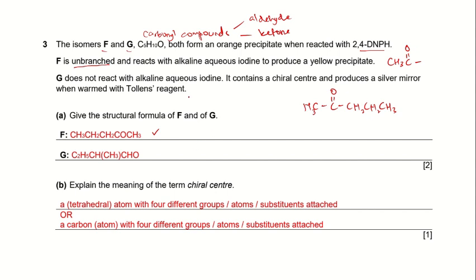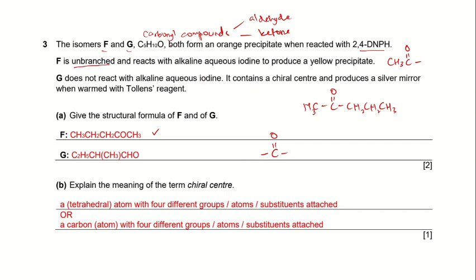Now, G does not react with alkaline aqueous iodine, so G will not have this partial structure in the molecule. The C double bond O will not be bonded to any CH3 group. So just draw the C double bond O first, left and right. The left hand side cannot be CH3, and the right hand side cannot be CH3 also. Now, it contains a chiral center.